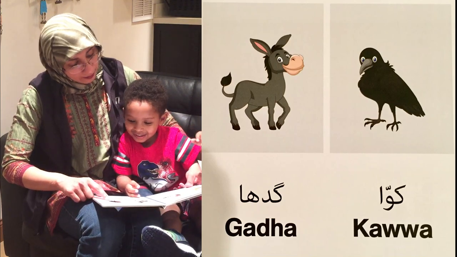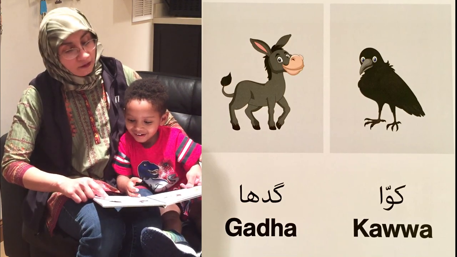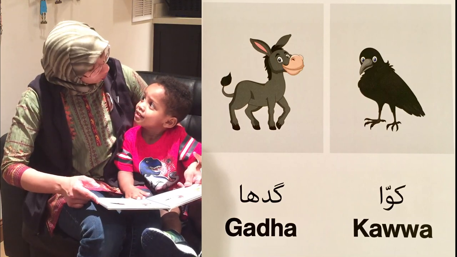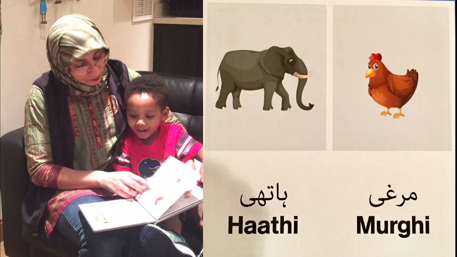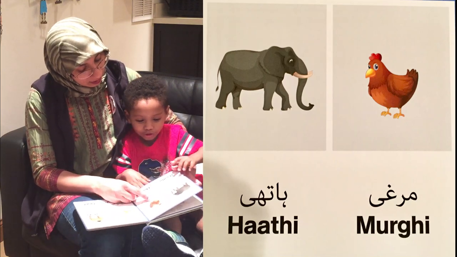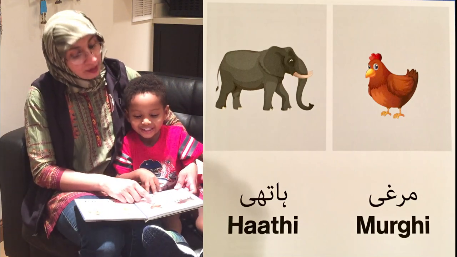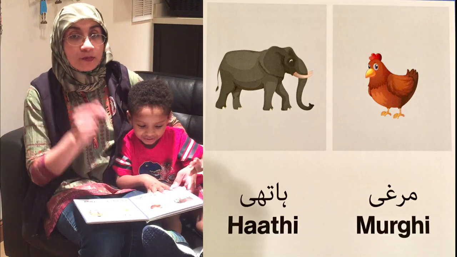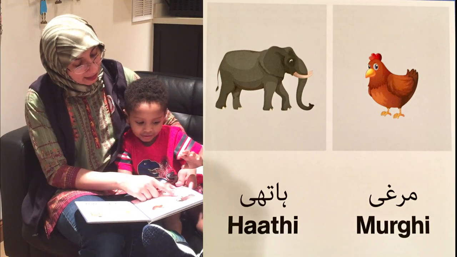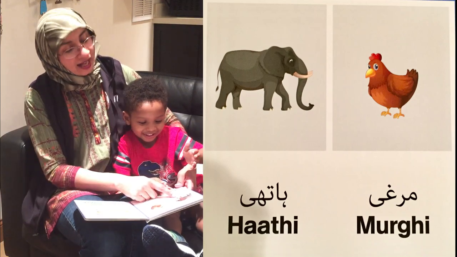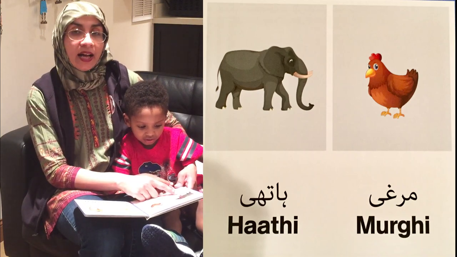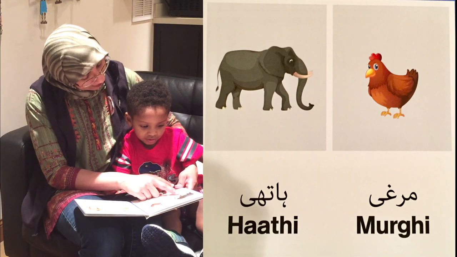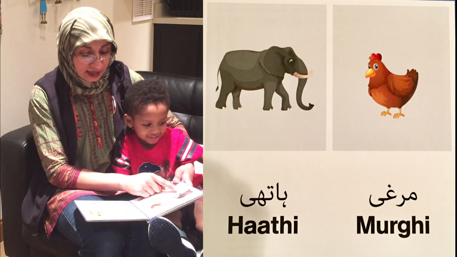Aur ye kya hai? Isko kya naam hai? Kauwa. Kauwa is a crow. Next one. Ye kya hai? Murgi. Murgi is a hen, friends. Ye kya hai? Hathi. Good job. Hathi is an elephant. Say elephant. Hathi.